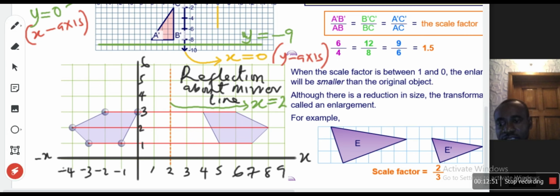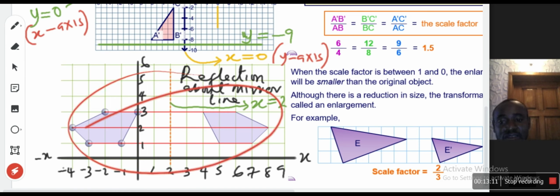Don't forget, you just need to know the particular line that divides the two shapes into two equal parts. That is the mirror line. For this particular one, this is the original object, and this is the image. So it's a reflection about mirror line x equal to 2. That's how to describe the transformation.